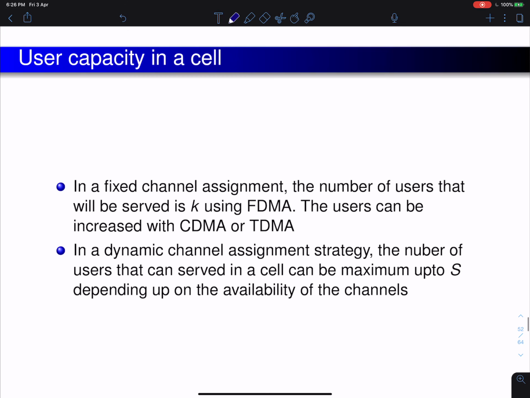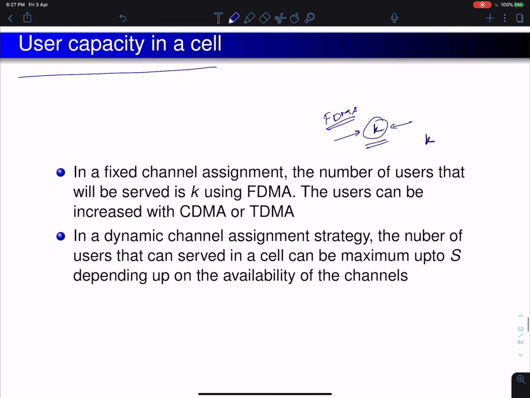So this again, I'll come back to this term called user capacity in a cell. Generally, let's say we use an FDMA system with k channels per cell. I can at max support k users per cell simultaneously. But later, when we go to trunking and grade of service, we will see that the number of channels will usually be much lower than the number of users in a cell, and still it works. So how does it work? We'll do that analysis later.